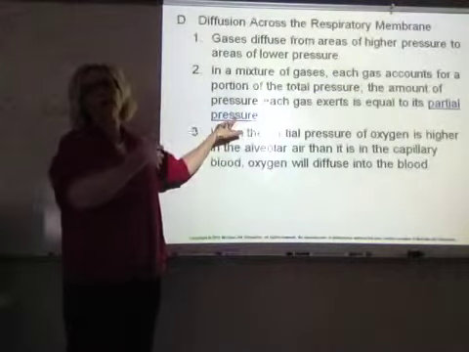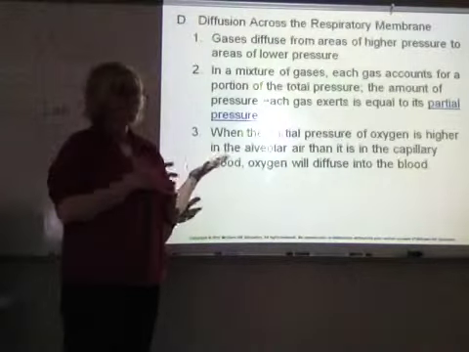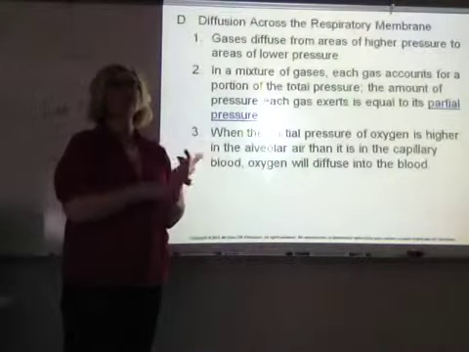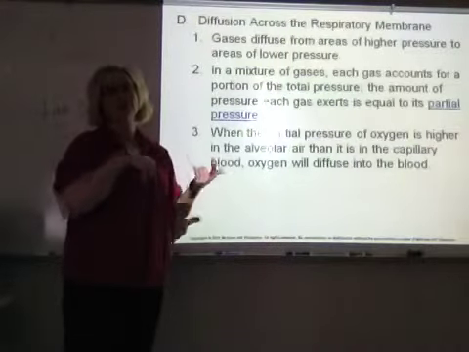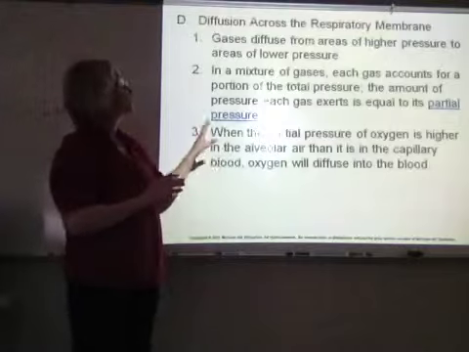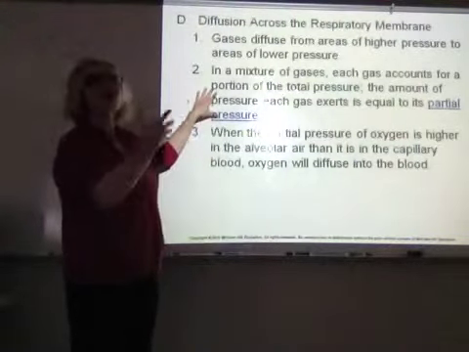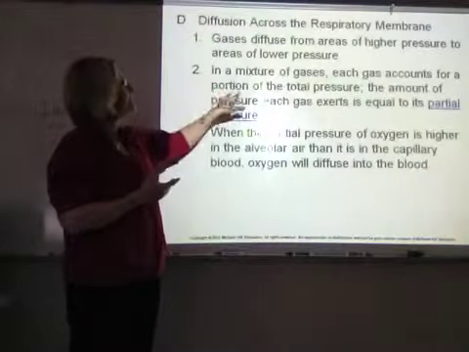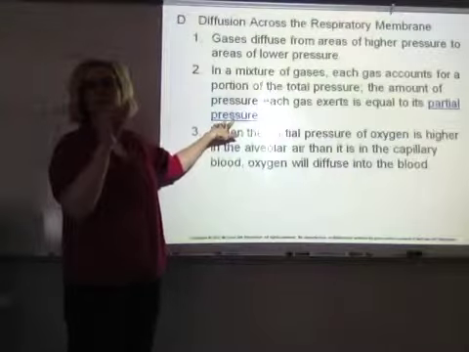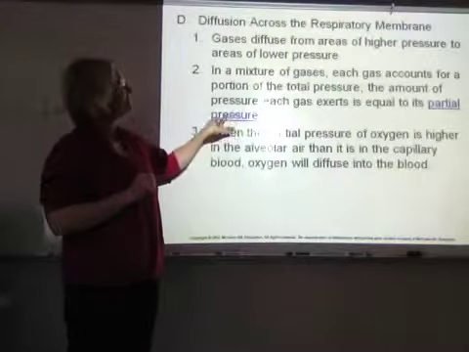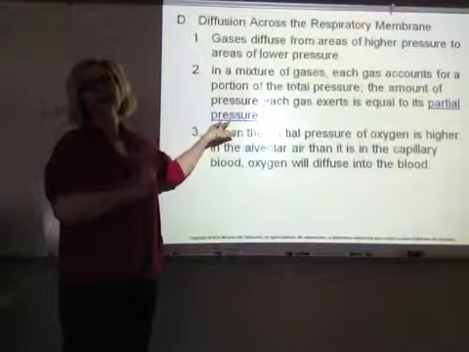So we talk about atmospheric pressure, 760 millimeters of mercury. If you look at your atmosphere, most of the gas is nitrogen. There's carbon dioxide, there's oxygen, there's water vapor, there's hydrogen. So we have all of these different gases. Each gas contributes to that total of 760. So obviously nitrogen, because it's the most abundant, is going to have the highest partial pressure.